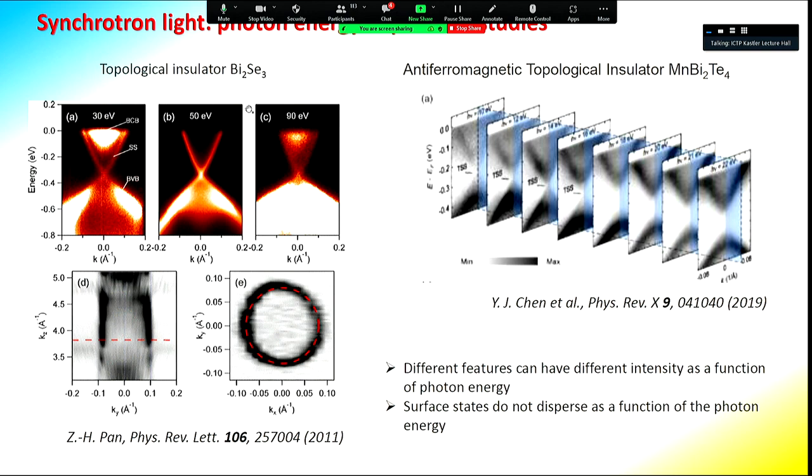It can also be very crucial since, for example, in this case, there are some selected photon energies where you can see the topological surface state, while at a different energy you do not see it. And initially it was claimed that there is no topological surface state in this type of antiferromagnetic topological insulator.